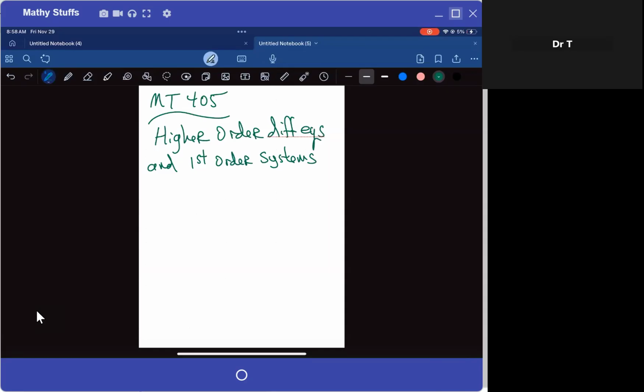And the trick is going to be to take our higher order differential equation and convert it into a system of first order equations. And then we're going to apply the RK methods in a very natural way, essentially to each dimension of the system.